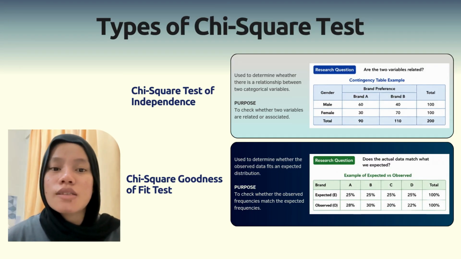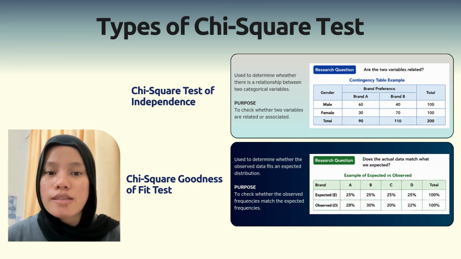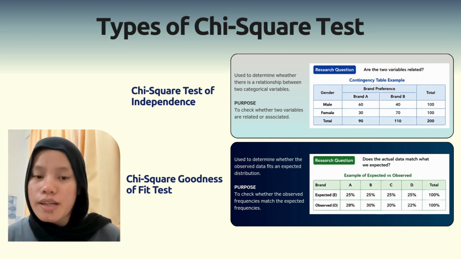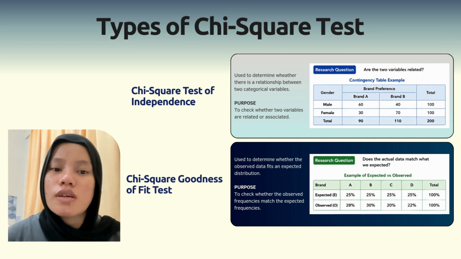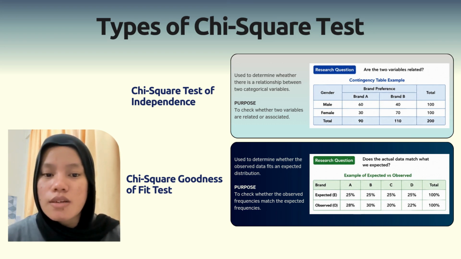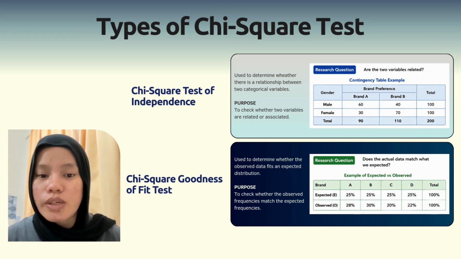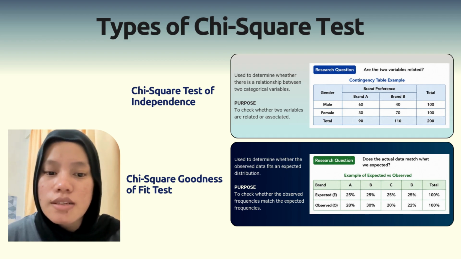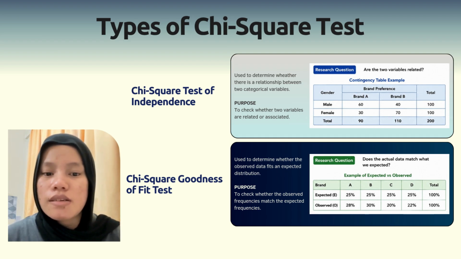So next, there are two main types of chi-square test. The first one is the chi-square test of independence. This test is used to determine whether two categorical variables are related or associated with each other. For example, we can examine whether gender is related to brand preference. If the test result is significant, it means there is a relationship between the two variables.